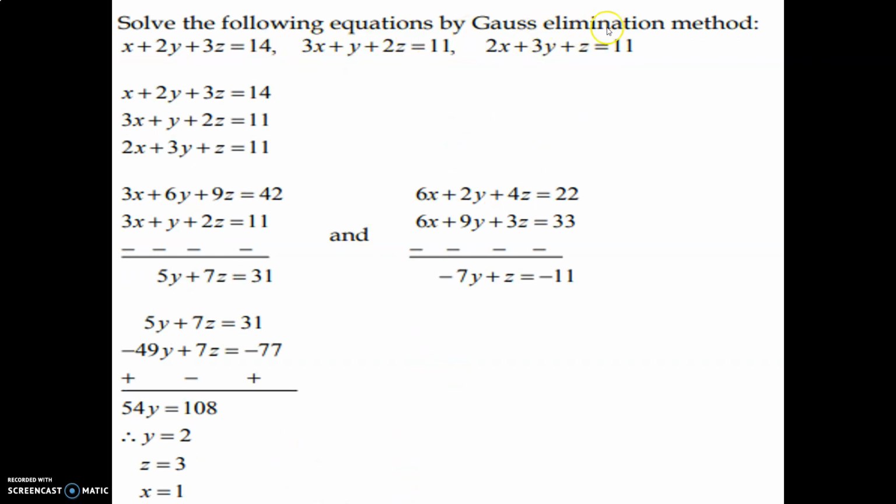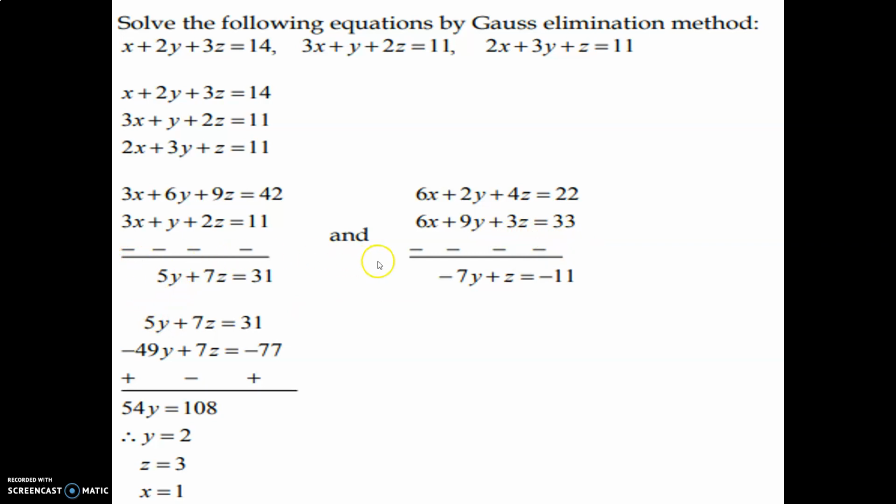Solve the system of equations using the Gauss elimination method again. x plus 2y plus 3z equal to 14, 3x plus y plus 2z equal to 11, 2x plus 3y plus z equal to 11. Simultaneously we take the equations. So we have 3x plus 6y plus 9z equal to 42, 3x plus y plus 2z equal to 11, 6x plus 2y plus 4z equal to 22, 6x plus 9y plus 3z is equal to 33.